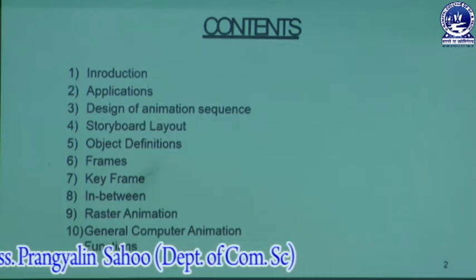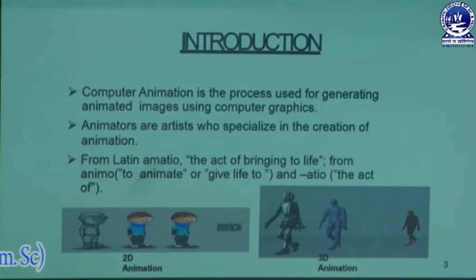Now I am going to start our initial concept, that's the introduction to computer animations. In a general way, computer animation is the process used for generating animated images using computer graphics. And these animators are artists who specialize in the creation of animations. The word animation is derived from a Latin word, animatio, that means the art of bringing to life, from animo, to animate or give life to, and that acts for performing actions. Okay, and the animations can be created in 2D animation format as well as in 3D animation format.